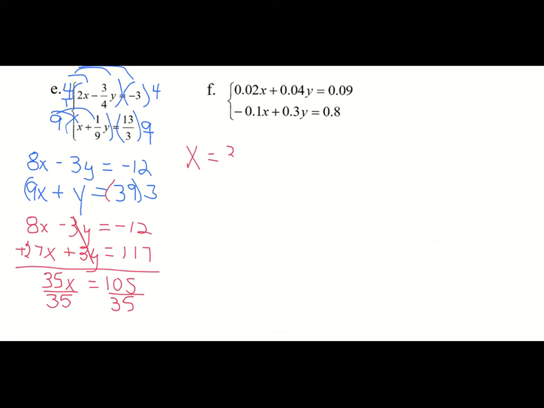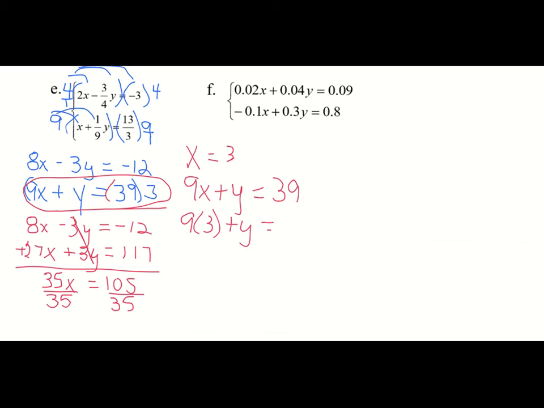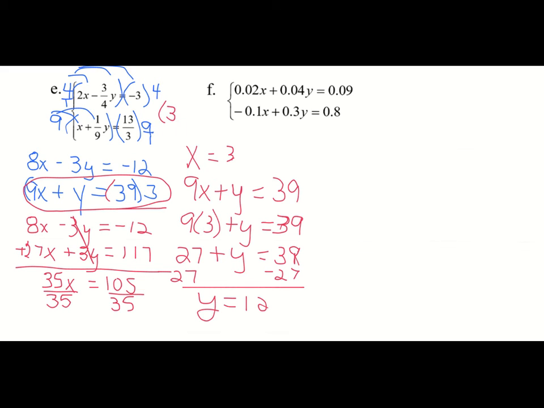So now to find y, I'm going to go back to one of my two equations. I think this one is the easiest right here, the 9x plus y equals 39. And I'm going to plug in my 3. So I'm going to do 9 times 3 plus y equals 39. So 9 times 3 is 27. So 27 plus y equals 39. Subtract 27 from both sides, and we get y equals 12. So the solution to this system is (3, 12).